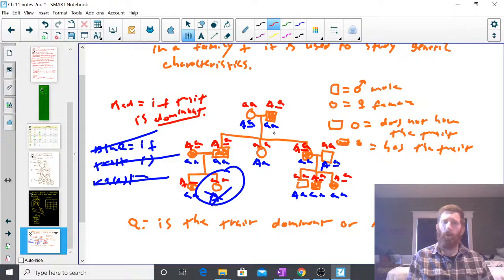So that's how you figure out if a trait is dominant or recessive based on a pedigree. It's just guess and check. It's just logically working it through. And that's our last lesson for today. There will be a pedigree question on the test where you'll have to interpret a pedigree, but I won't go so in depth as to ask you is this trait dominant or is this trait recessive. But you will have to be able to interpret a pedigree on the test.